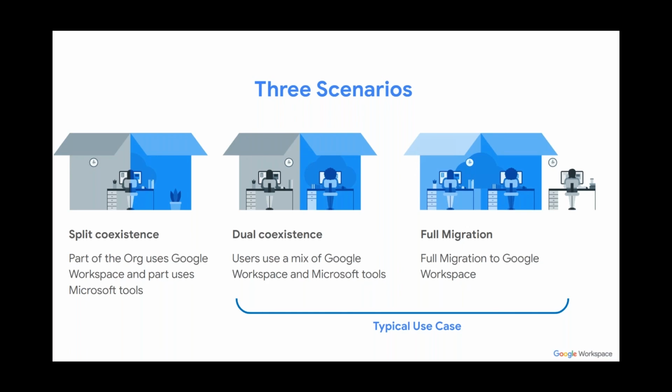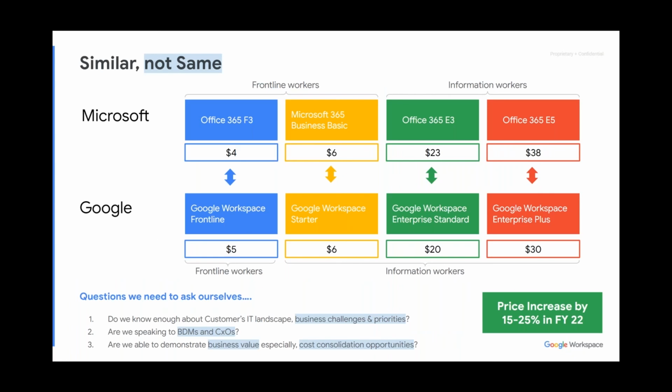You actually keep dual existence with Workspace and Microsoft tools. Legal may continue using the Office suite, but the rest of the company uses Workspace. And then, of course, you have the full migration to Workspace scenario in this interoperability case. Now, that's important when you understand, and I have in the next slide what that looks like.